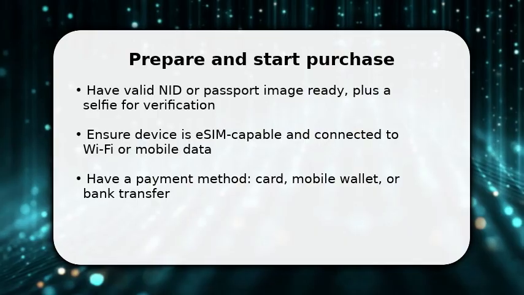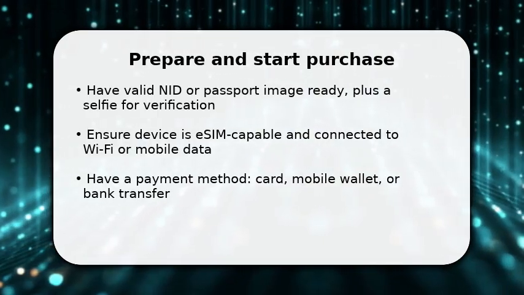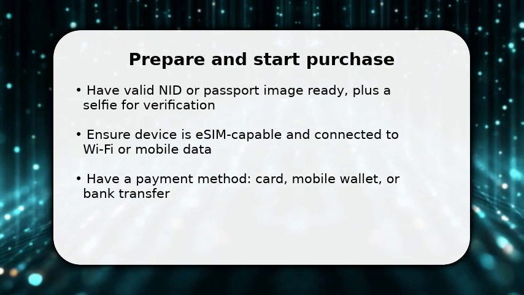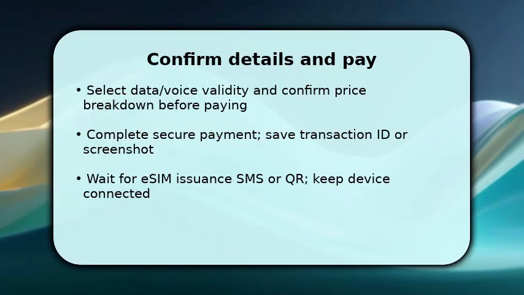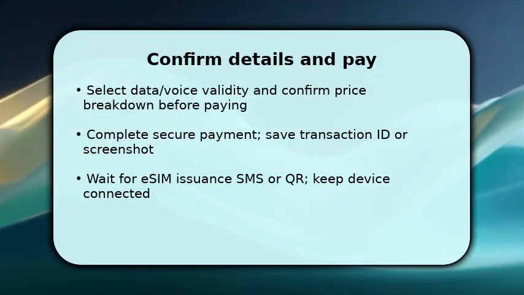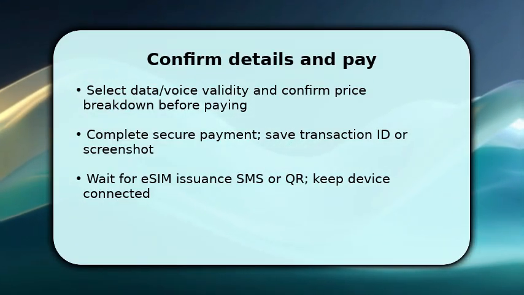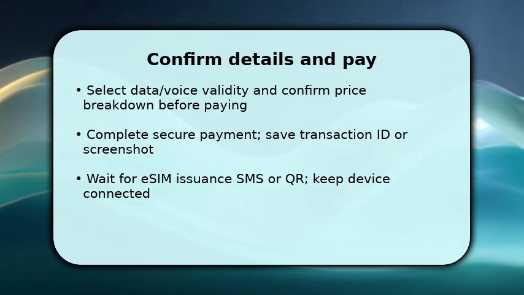Once done, select the eSIM plan you want, check price and validity, and proceed to payment. Don't skip verifying the account name matches your ID. After selecting the plan, double-check the mobile number, validity, and add-on options. This prevents reorders. Proceed to payment using a saved card, mobile financial service, or bank transfer.